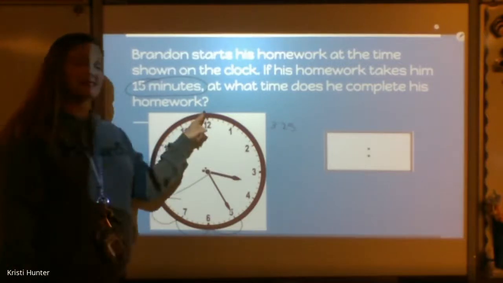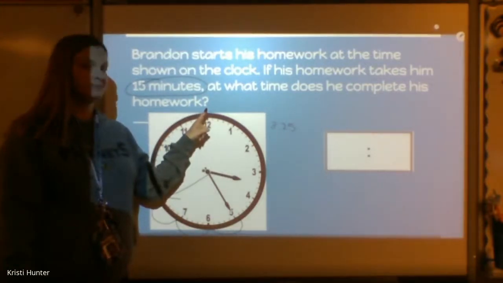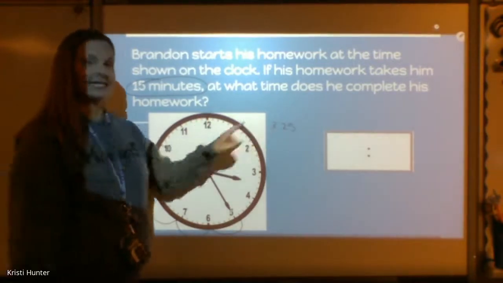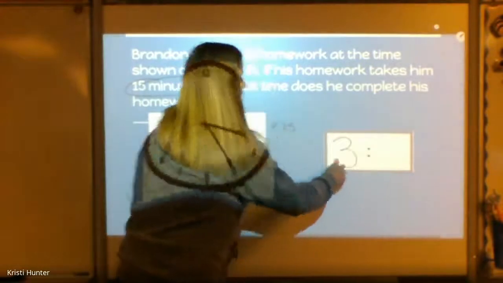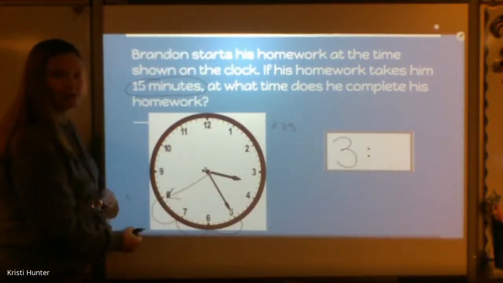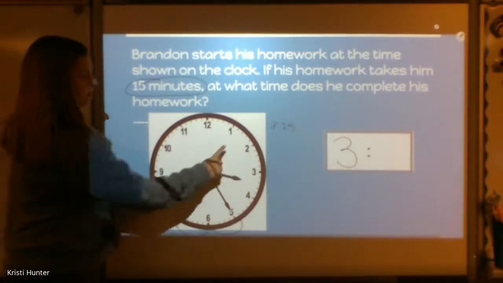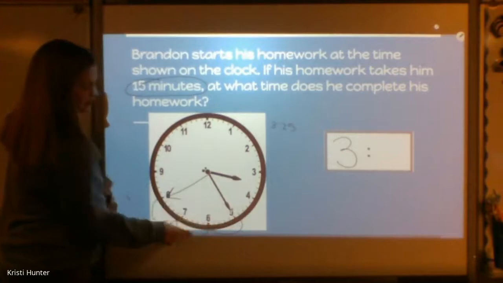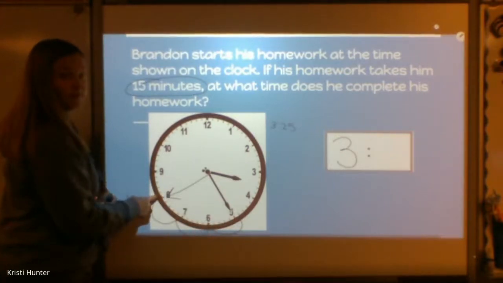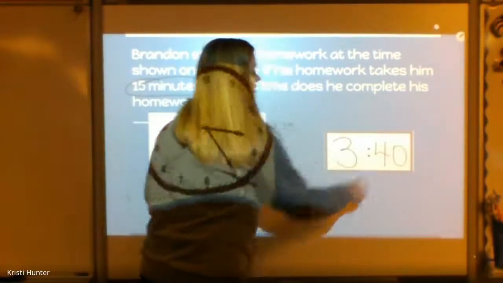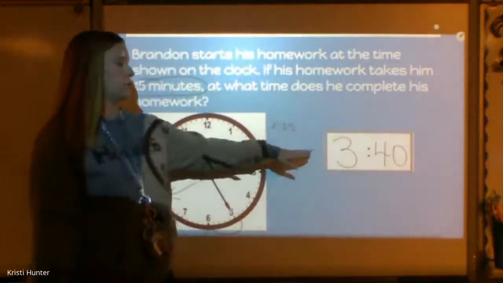Now, did you pass the o'clock mark? No. So your hour is going to be the same. It is still 3 o'clock. We just got to figure out how many minutes it is when it's pointing at the 8. Well, help me count around the clock. 5, 10, 15, 20, 25, 30, 35, 40. So Brandon would finish his homework at 3:40.